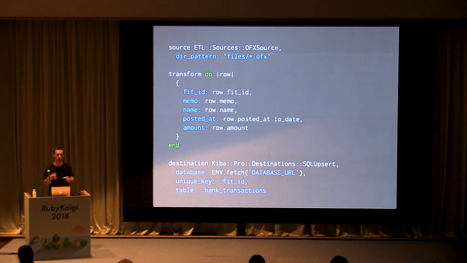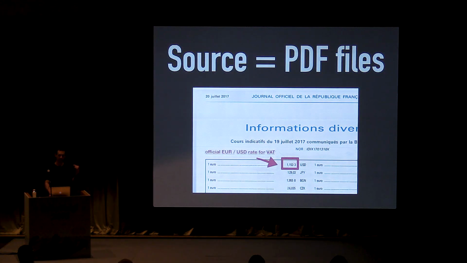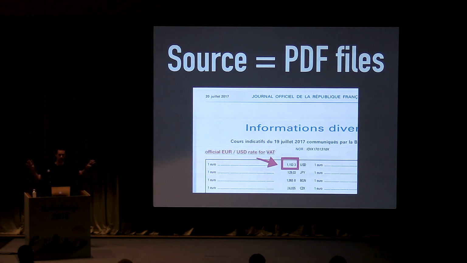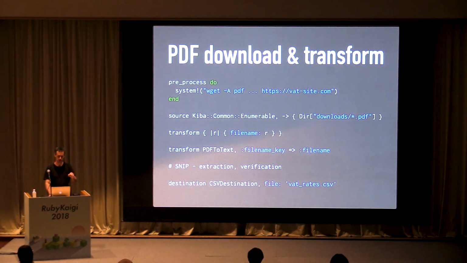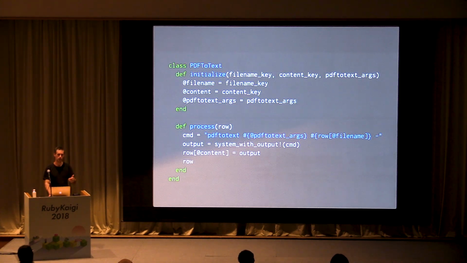Okay, this is another one with OFX bank sources. You can even extract data from PDF files. In that case, I need the number, which is in red, which is the USD Euro exchange rate, which is provided on the French government site. So I grab it, and I can write something that will download it in a preprocess and will extract it. Here you can shell out to a command from outside, like PDF to text, to actually say, okay, transform this to text, and then I use some checks to verify that the data is what I think it is.